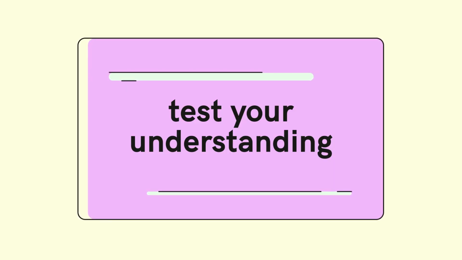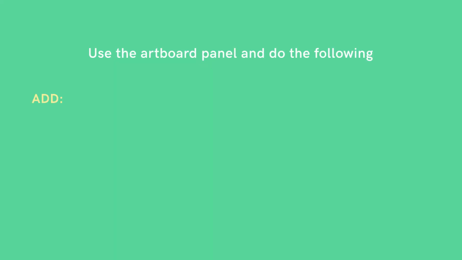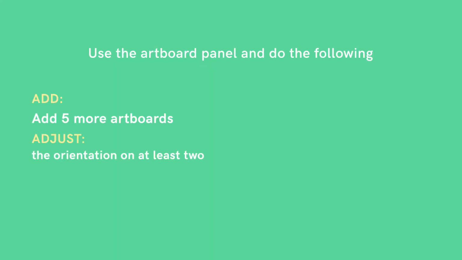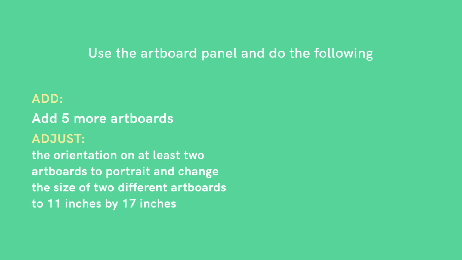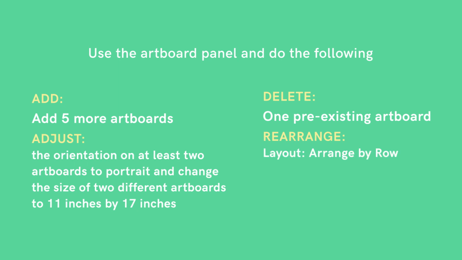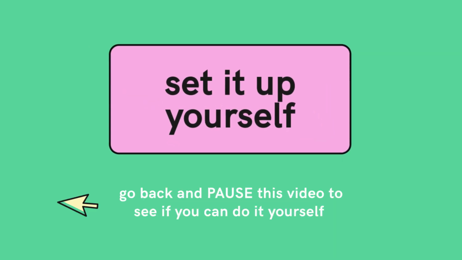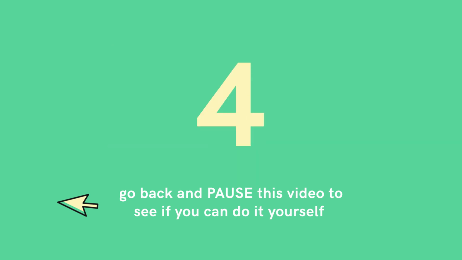Now let's test your understanding of using artboards. Use the artboard panel and do the following. Add 5 more artboards. Adjust the orientation of at least 2 artboards to portrait and change the size of 2 different artboards to 11 inches by 17 inches. Delete 1 pre-existing artboard and then rearrange the layout, column, and spacing to the following. Arrange it by row, change column to 2, spacing to 3. Try it yourself and pause this video to see if you can do it yourself. The answers will be in the next few minutes.